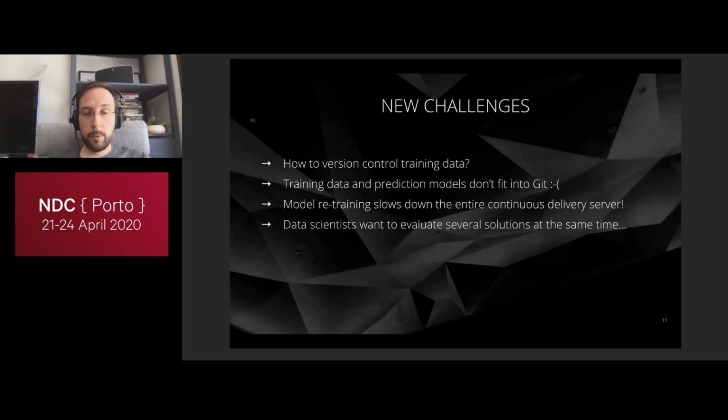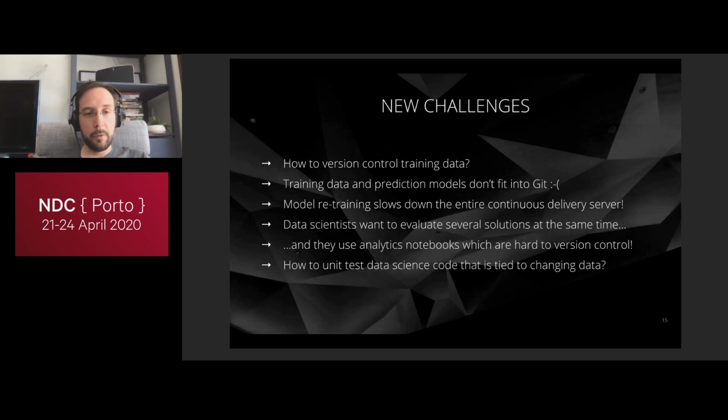And then on top of that, data scientists actually wanted to evaluate several solutions at the same time. So technically, when going through with this, they wanted to retrain several models simultaneously on the delivery server. And then, of course, they also wanted to use analytics notebooks like Jupyter, which are even harder to version control. And then finally, there was the whole testing topic, like how to unit test data science code that is tied to changing data, and how to prevent behavior changes of the model to break the application.